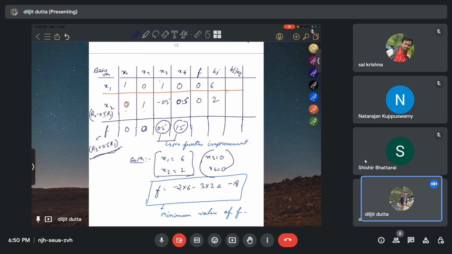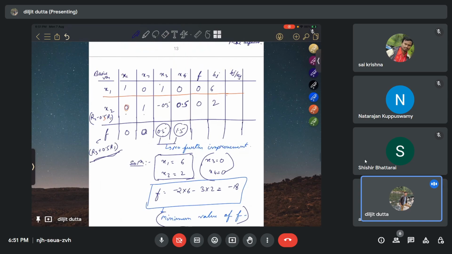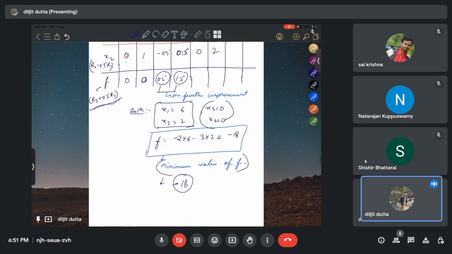So we have the values of x1 and x2, and we substitute them in the objective function, that is minus 2 into 6 minus 3 into 2, and we get minus 18. So the minimum value of the function that we get is minus 18, and we won't be able to minimize it further. So this is how we do the simplex method.